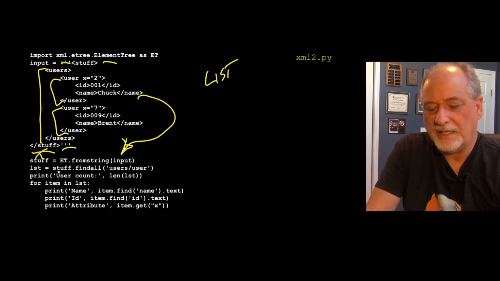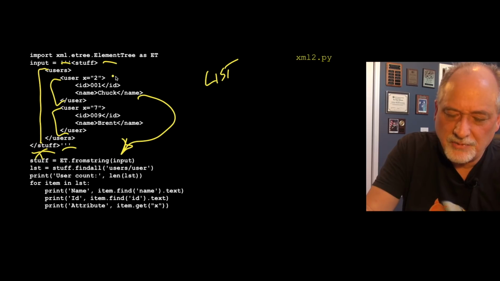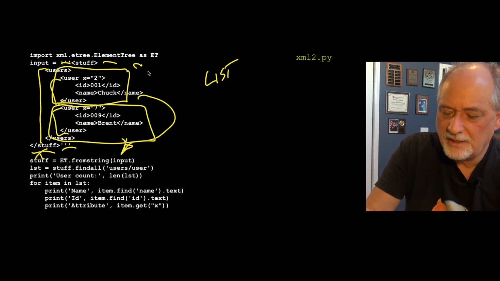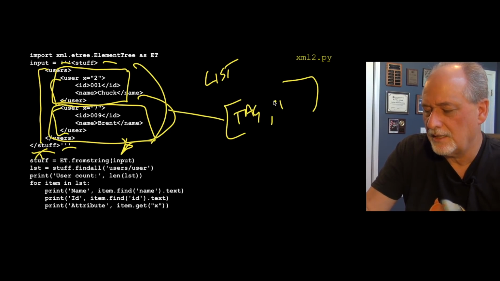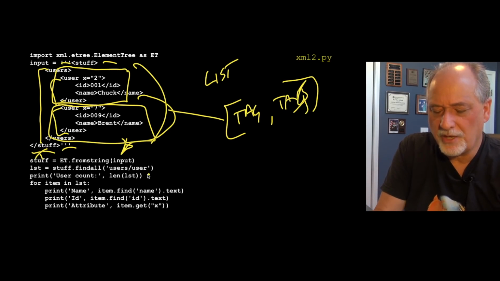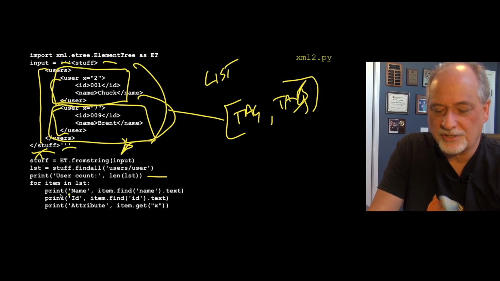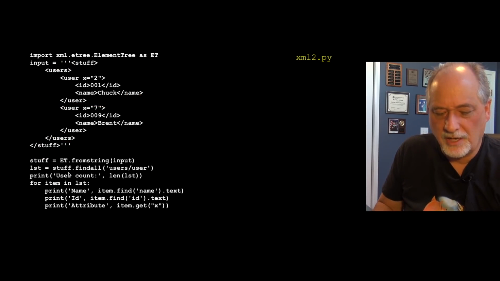And so now what I'm going to say is, hey stuff, I want to find the path users/user. I want to find all tags that match users/user. So that's going to give me a list of two tags. Tag, tag. So two tags. Now I can print out how many I get. That'll be 2 in this case because I got 2 tags. And then I can actually iterate through the list.